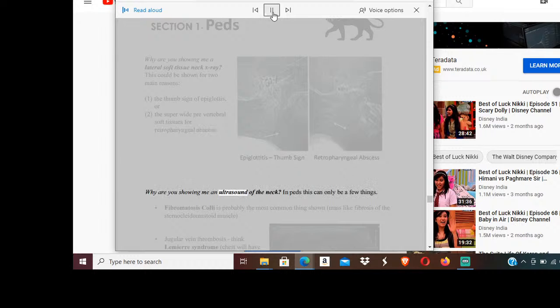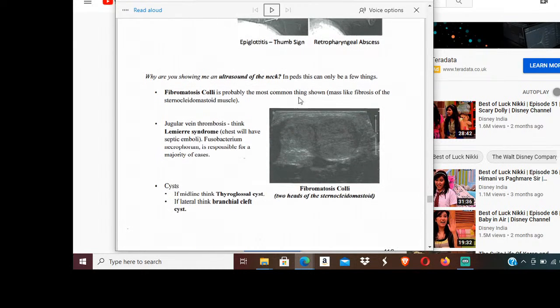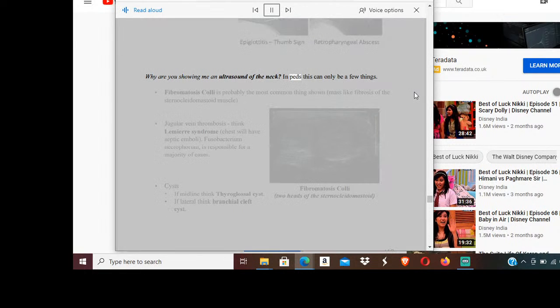Why are you showing me an ultrasound of the neck? In peds this can only be a few things. Fibromatosis coli is probably the most common thing shown, mass-like fibrosis of the sternocleidomastoid muscle. Jugular vein thrombosis, think Lemierre syndrome, chest will have septic emboli. Fusobacterium necrophorum is responsible for a majority of cases.